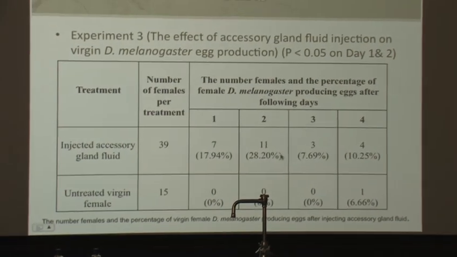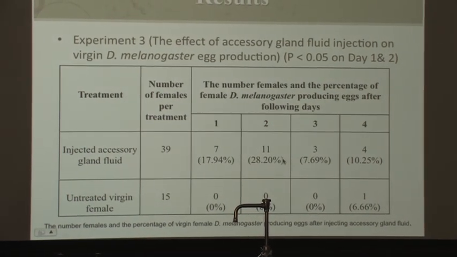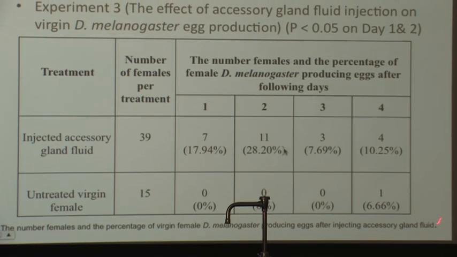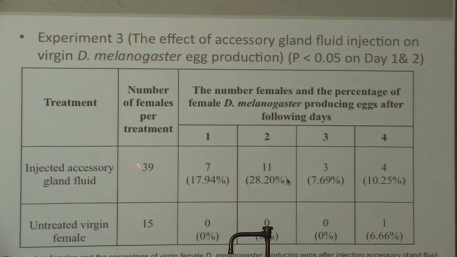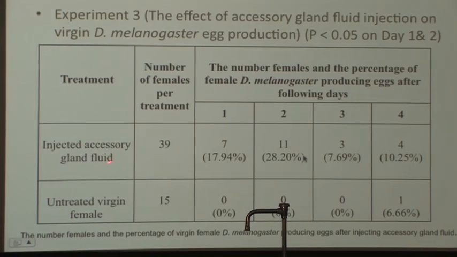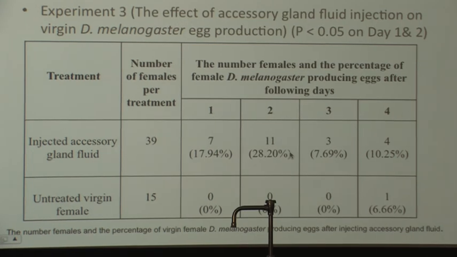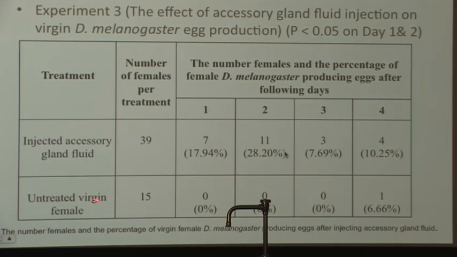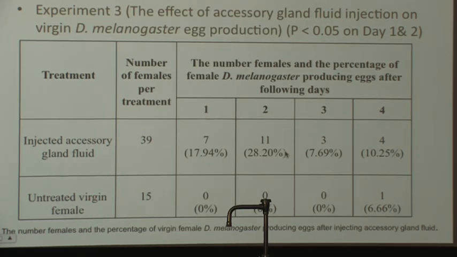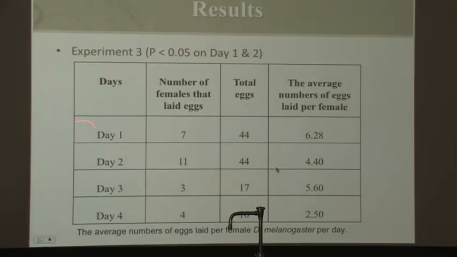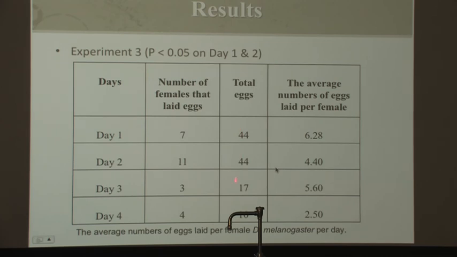In experiment 3, we show the number of females and the percentage of virgin females that produce eggs after injection of acid green fluid. We injected a total of 39 virgin females with the fluid. They can all lay eggs from day 1 to day 4, but the untreated virgin females cannot lay eggs until day 4. The next table shows the total number of eggs laid from day 1 to day 4.